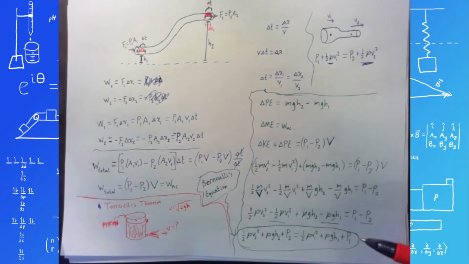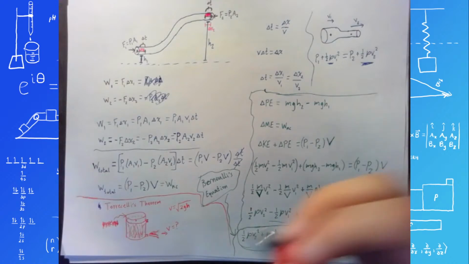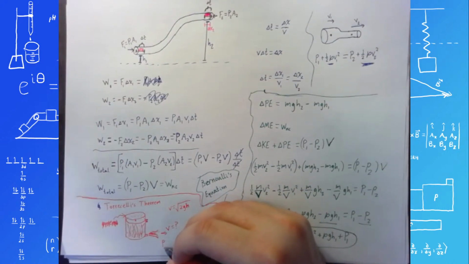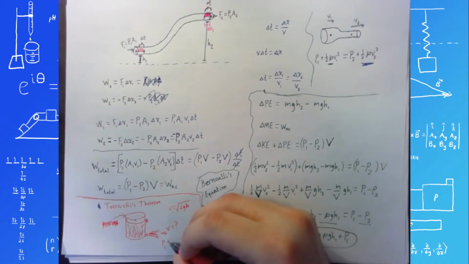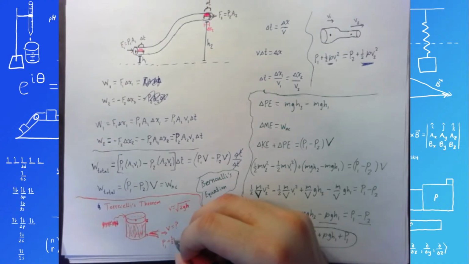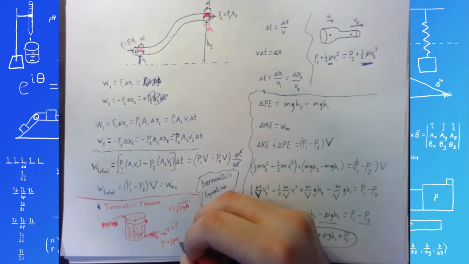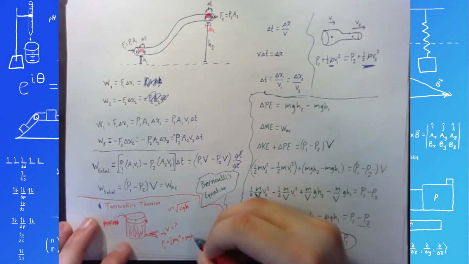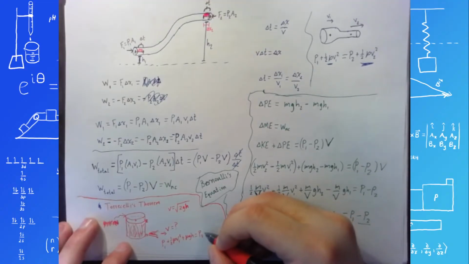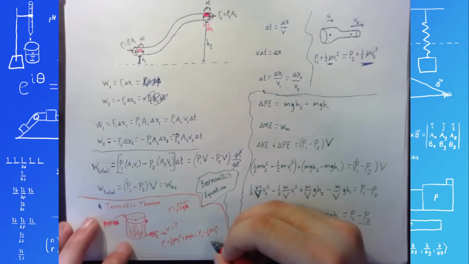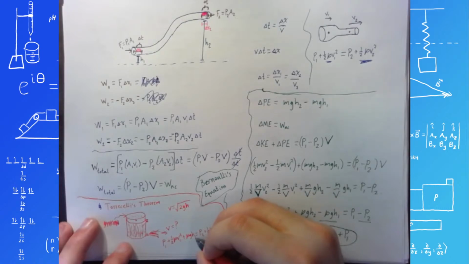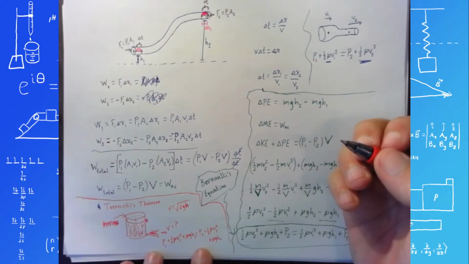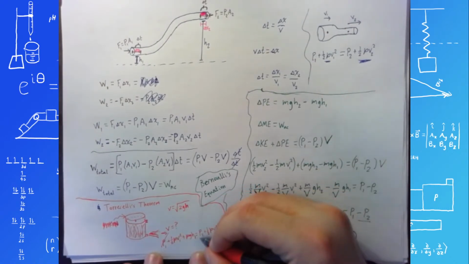So we would just do, where do I want to stuff this in? We would do pressure at the top plus 1/2 rho v1 squared plus rho g h1 equals p2 plus 1/2 rho v2 squared plus rho g, I guess I should call it h2. Okay, and p1 and p2 are supposed to be equal.